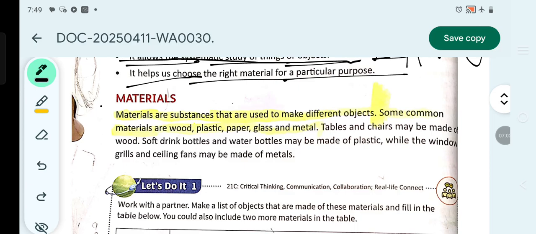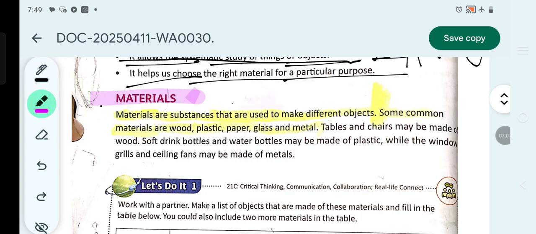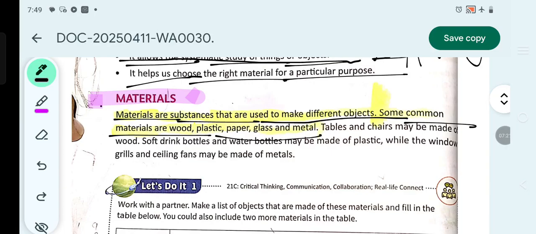Materials. What are materials? We have another topic named materials. So, materials are substances that are used to make different objects. Some common materials are wood, plastic, paper, glass, and metal.